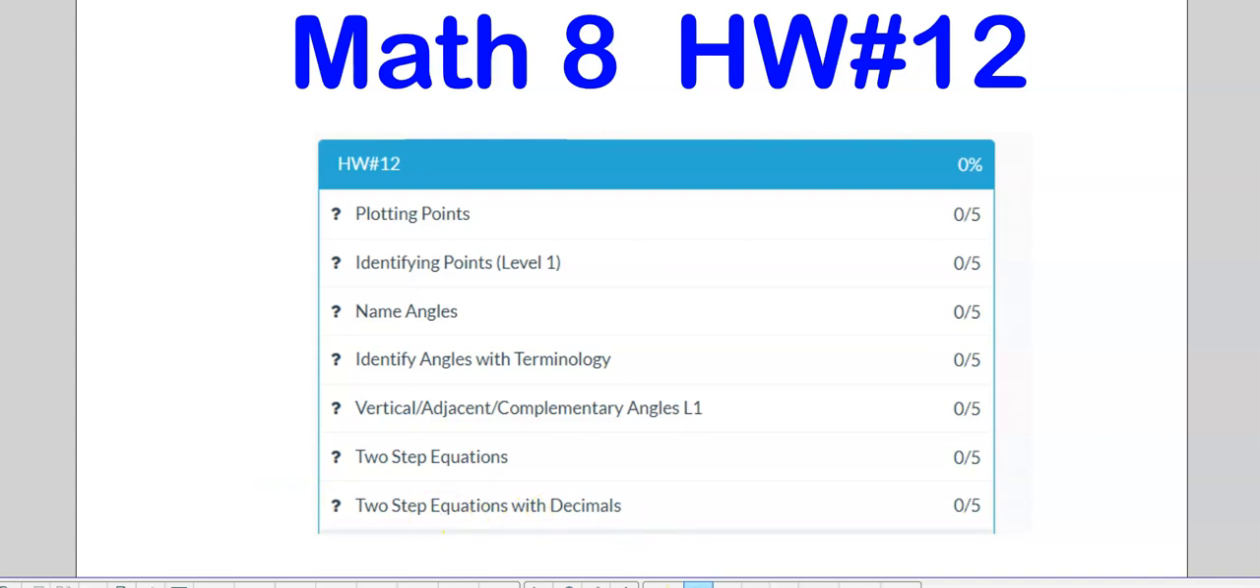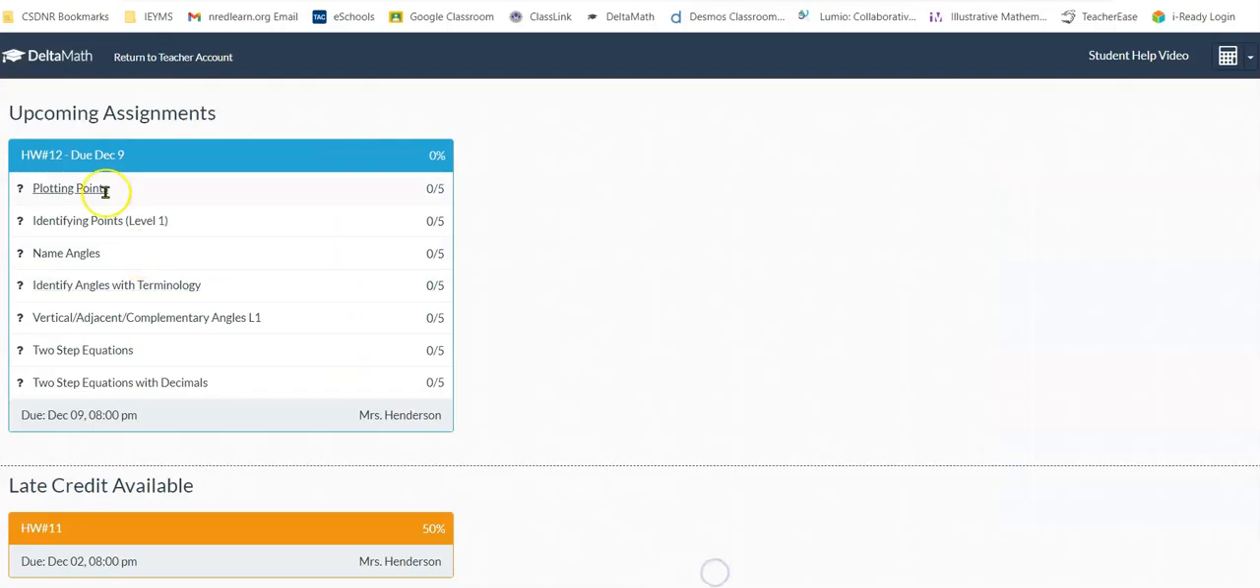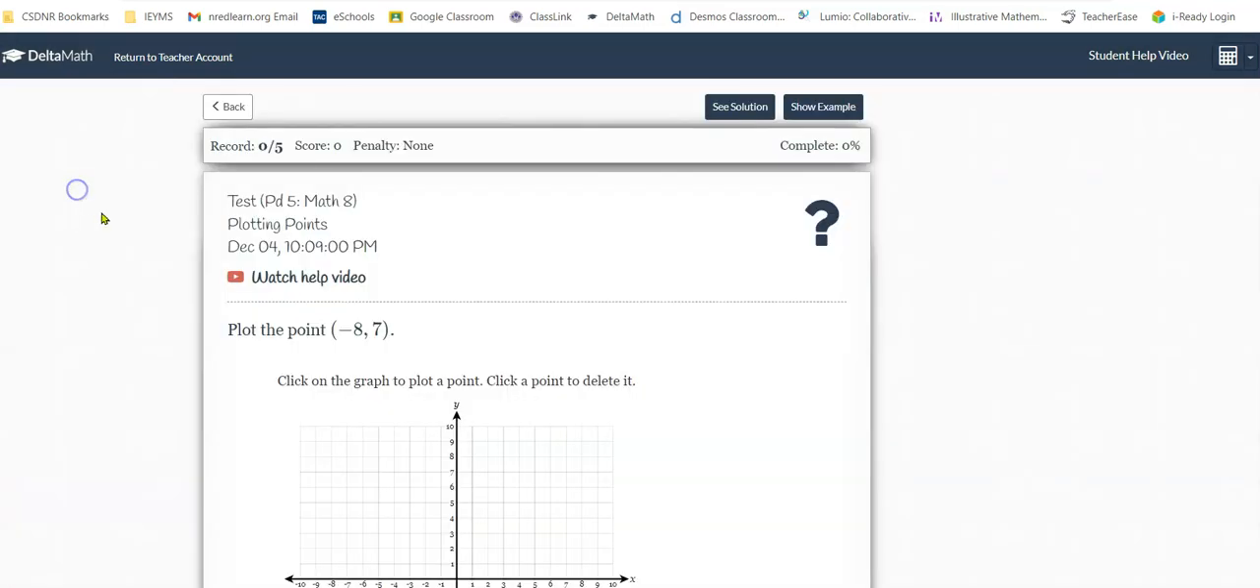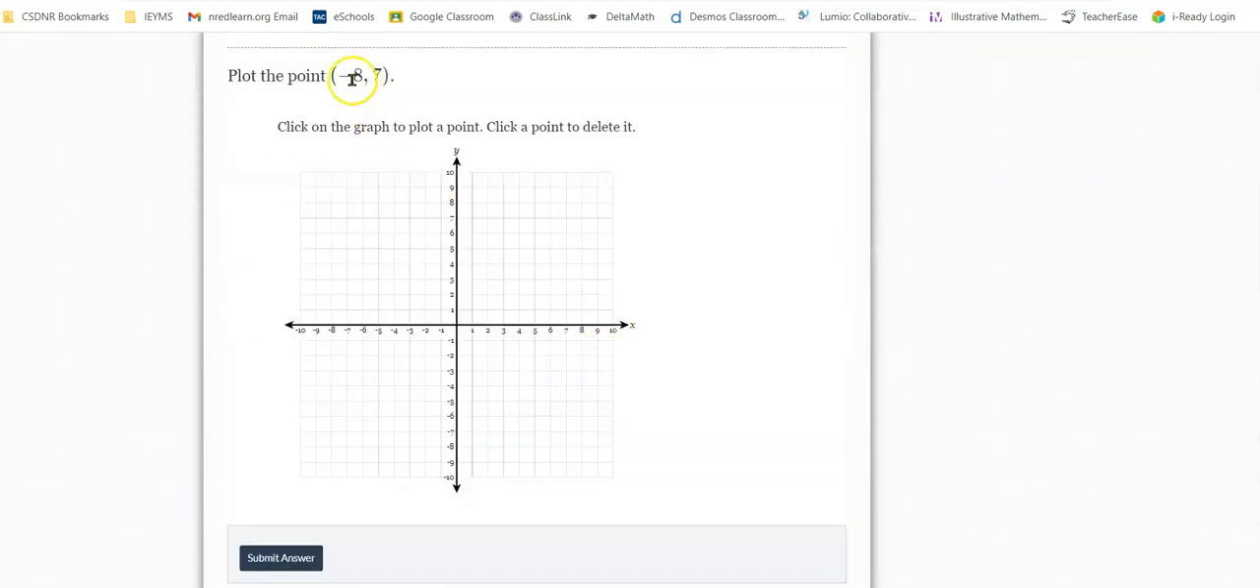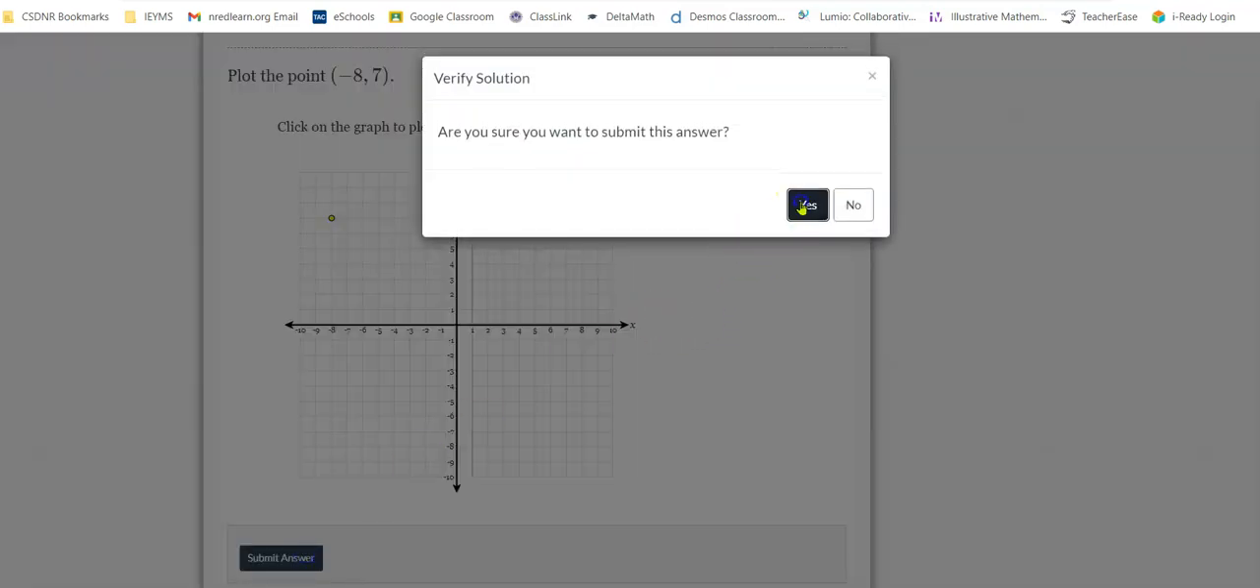Let's take a look at the questions on homework number 12. So the first one is to plot some points to help you get ready for this next unit. Remember, the first value is the x-coordinate. That's on the horizontal x-axis. So we're going to move to -8 on the x-axis. Then we're going to move to the y-coordinate value of +7. And we're going to place our point and submit our answer.